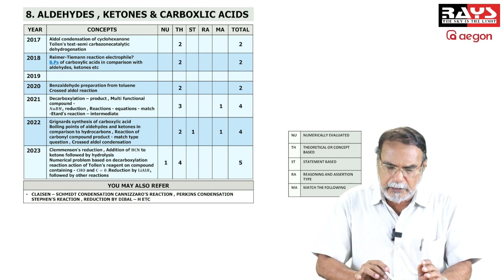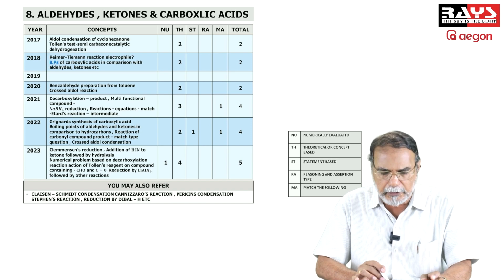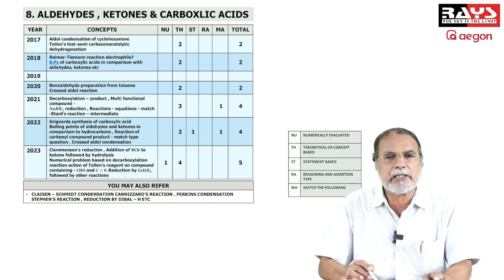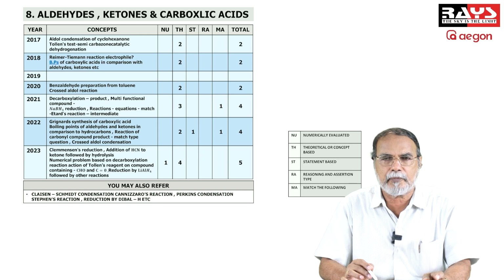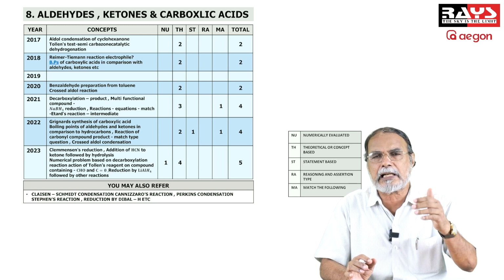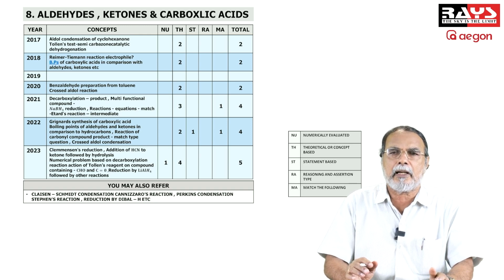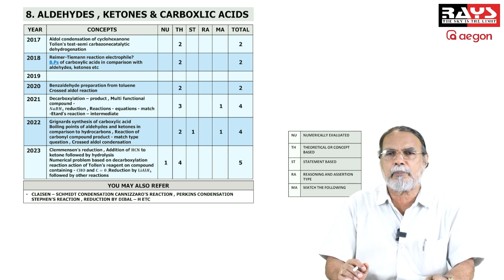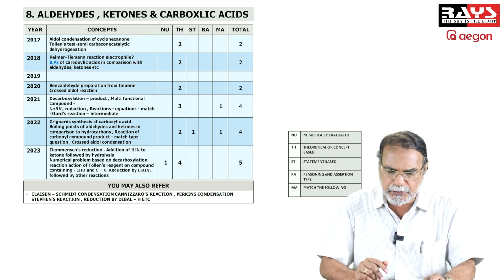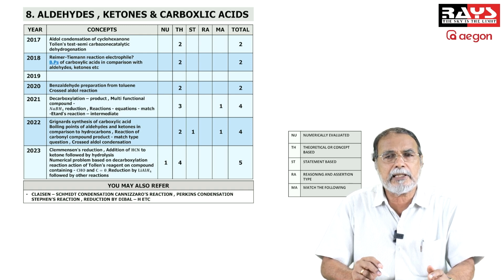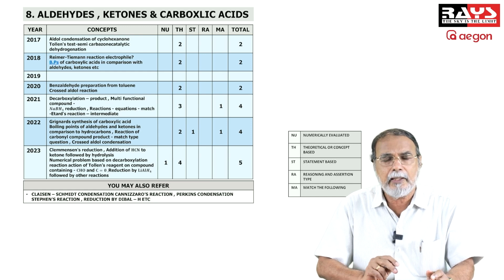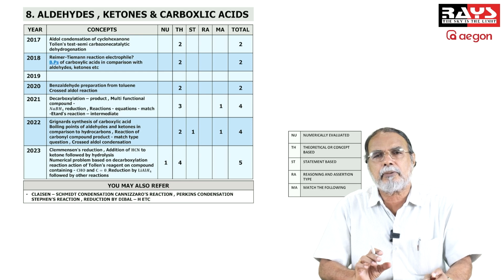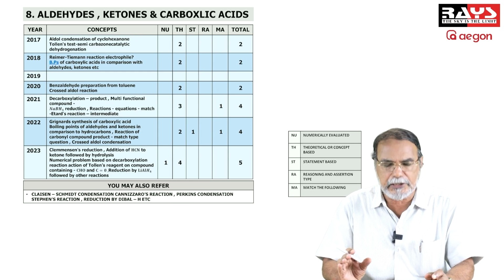And there was also a question on the boiling points of carboxylic acids in comparison with aldehydes and ketones. Why are the boiling points of acids higher than those of aldehydes and ketones of comparable molecular mass? So that was there as a question. And in 2020, it was the preparation of benzaldehyde from toluene. You study the various methods by means of which benzaldehyde could be synthesized starting from toluene. And there was also a question on crossed aldol condensation.